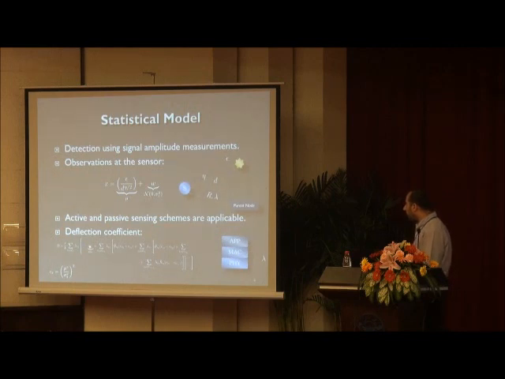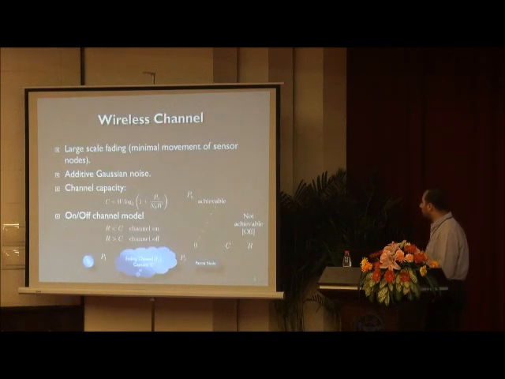Now, to calculate this lambda, we need to start modeling the physical and MAC layers of the system. So moving on to the wireless channel to model the physical layer. In this case, I assume large scale fading, which means that there is minimal movement, so sensors essentially are fixed with respect to each other. And additive Gaussian noise. Given these two assumptions, we get this channel capacity expression.